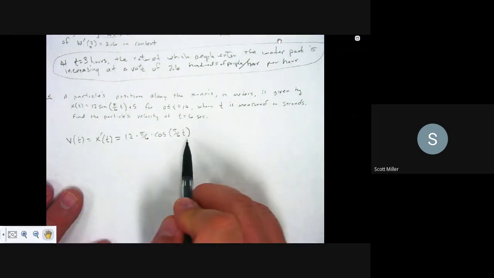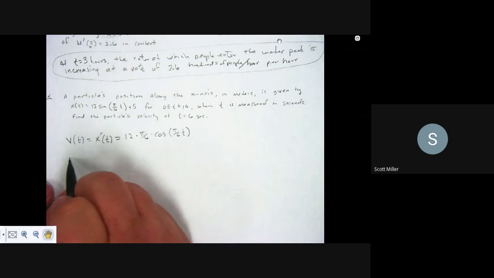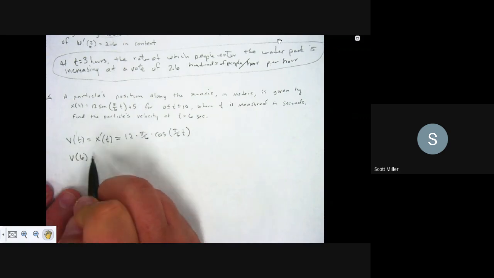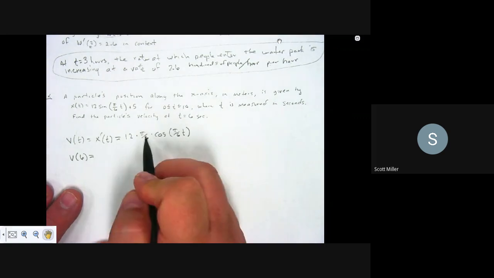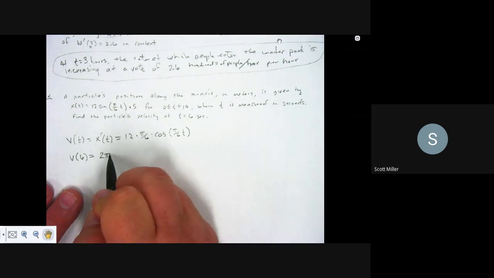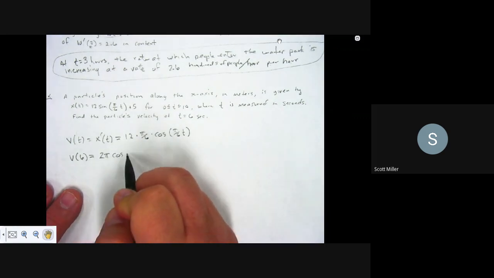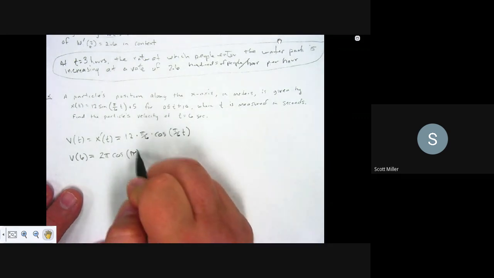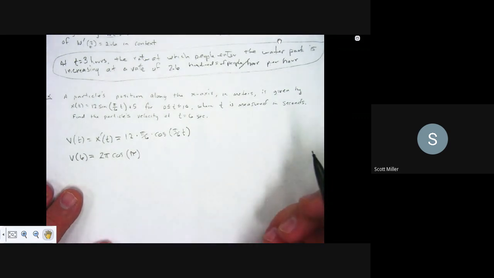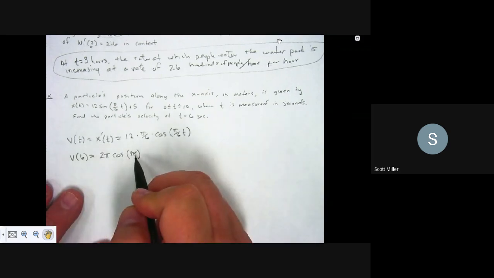Okay? Now, once I have that, I want to find the particle's velocity at t equals 6. Well, I have the equation for it. All I have to do now is simply plug it in. What is v of 6? Please make sure you write that down also. So this times that is going to be 2 pi times the cosine. If I put a 6 in here, they're going to reduce out, and I'm left with just pi. Okay? That is the velocity at 6.